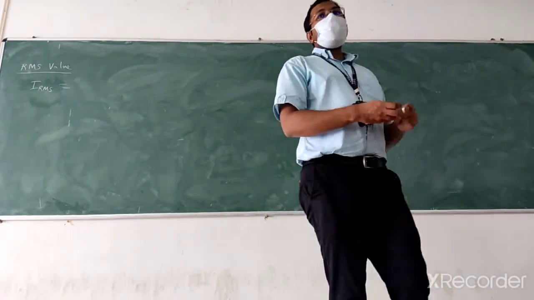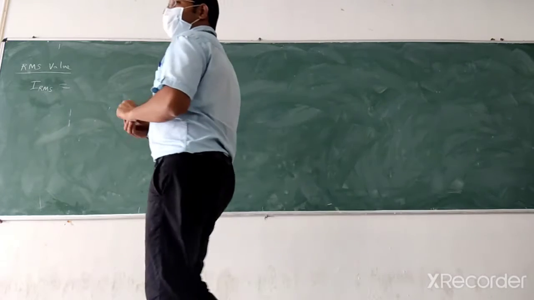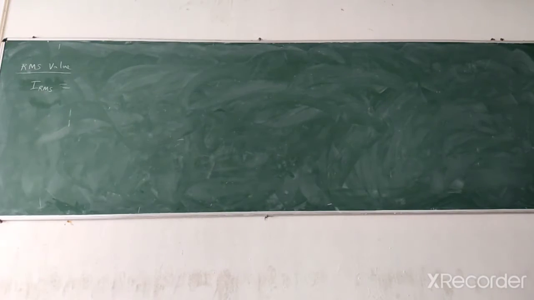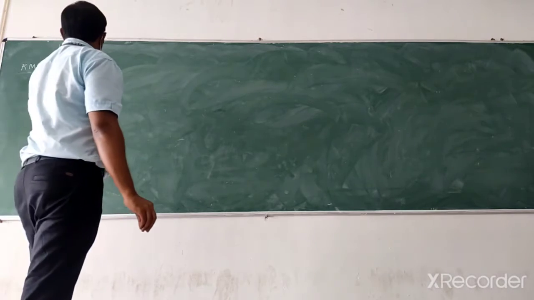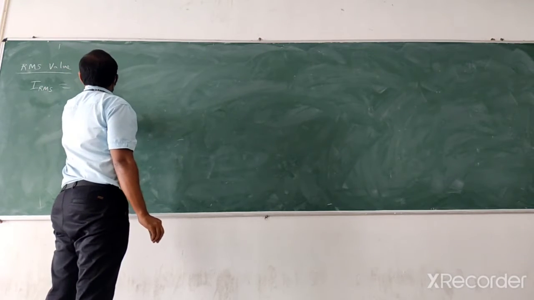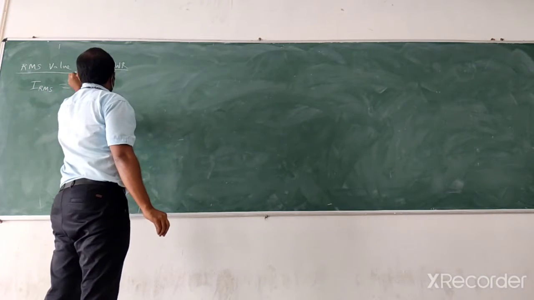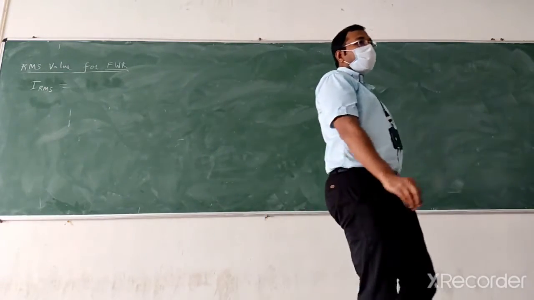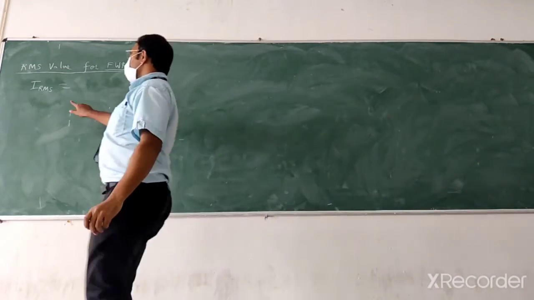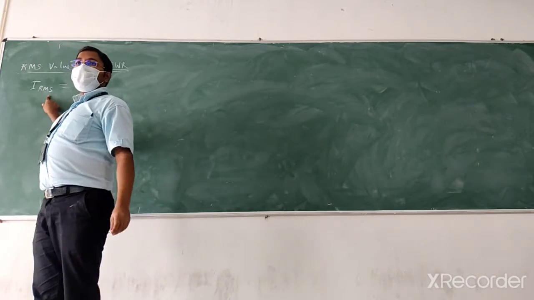Okay, in the previous class, we saw the average value of the full wave rectified signal. Now we are seeing the RMS value for the full wave rectifier.